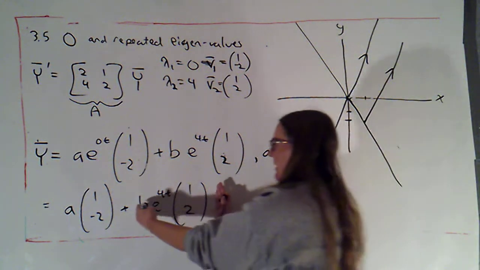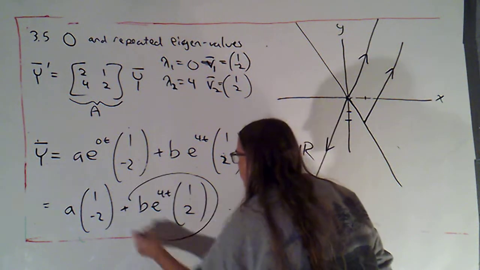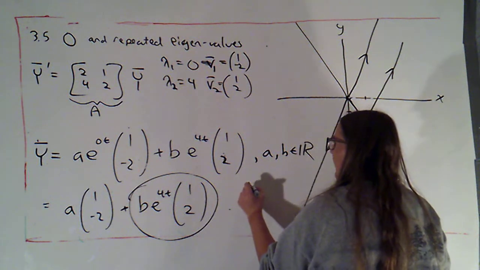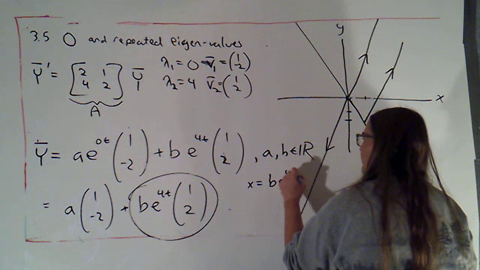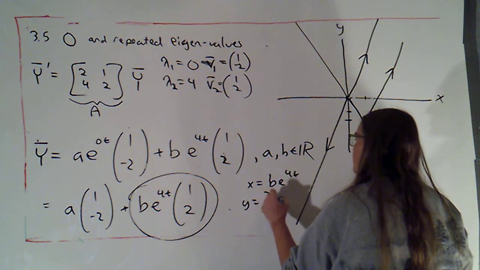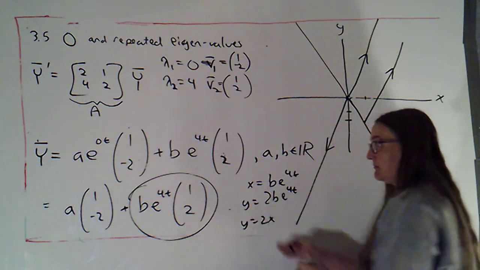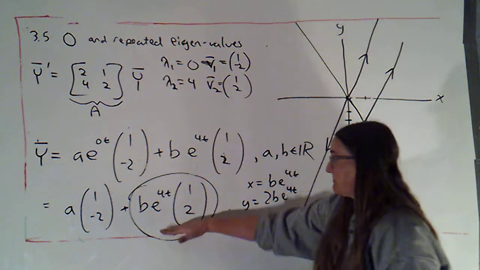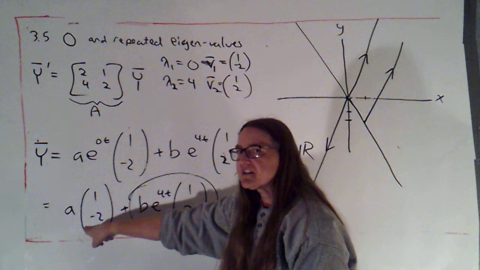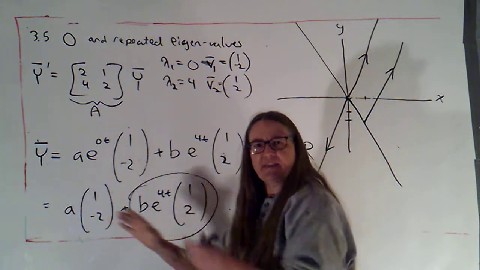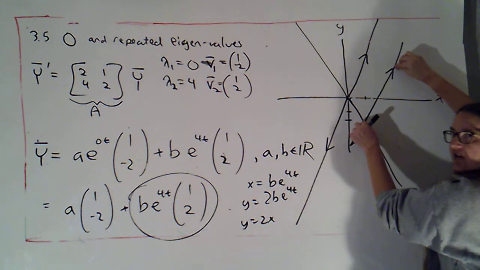This right here would correspond to basically x is b e to the 4t, y is 2b e to the 4t, which is y equals 2x. That looks like a straight line solution, because that's in fact what we're doing. What I'm adding to it is just a constant. When I add a constant to it, that doesn't make it curve. That just picks that straight solution up and puts it in another location.